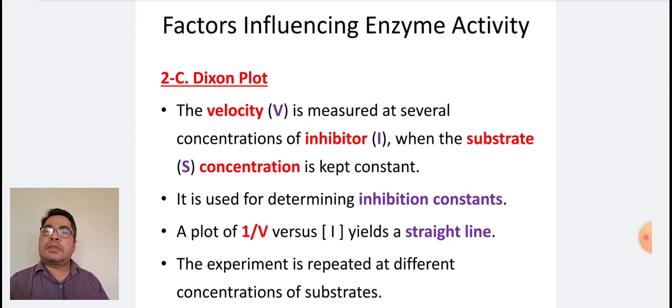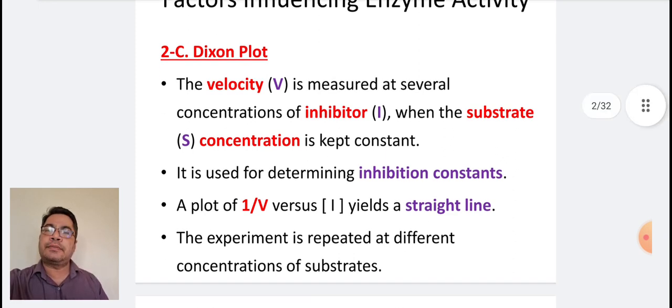Dixon plot. The velocity v is measured at several concentrations of inhibitor I when the substrate concentration is kept constant. It is used for determining inhibition constants. A plot of 1 by v versus I yields a straight line. The experiment is repeated at different concentrations of substrate.